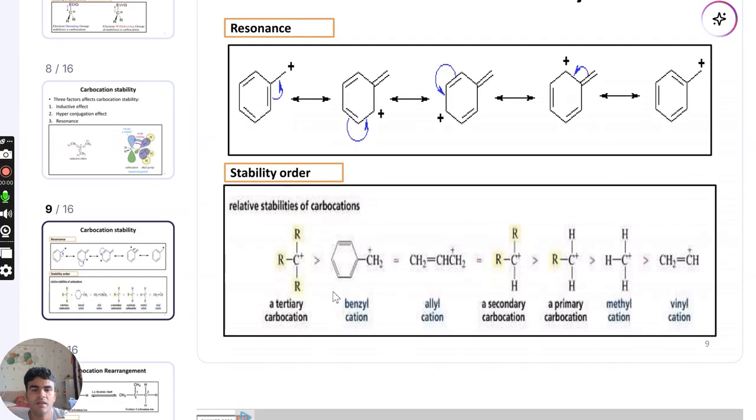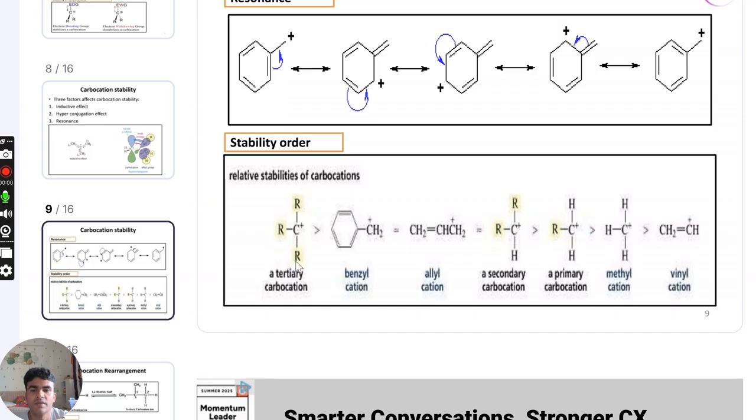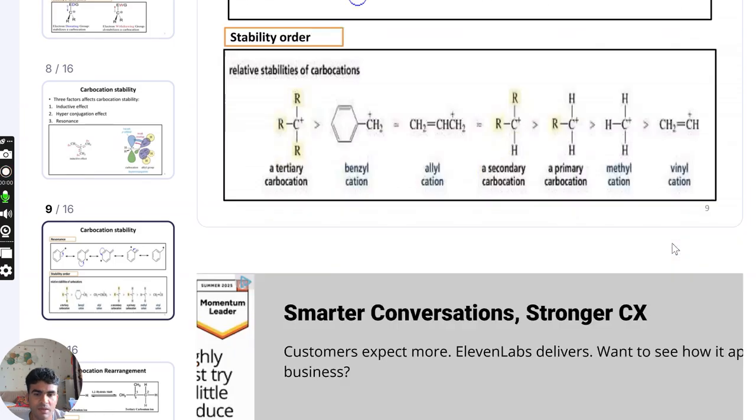Now the stability order, as you can see: the tertiary carbocation is higher than the benzyl cation. It is almost equal to the allyl cation, because benzyl is resonance stabilized as well as allyl. Then comes secondary, then primary, then methyl. Vinyl is the least stable because here the sp2 hybridized carbon is carrying the positive charge. The sp2 hybridized carbon has higher electronegativity, so that will destabilize the carbocation. That is why the vinyl cation is the least stable carbocation.